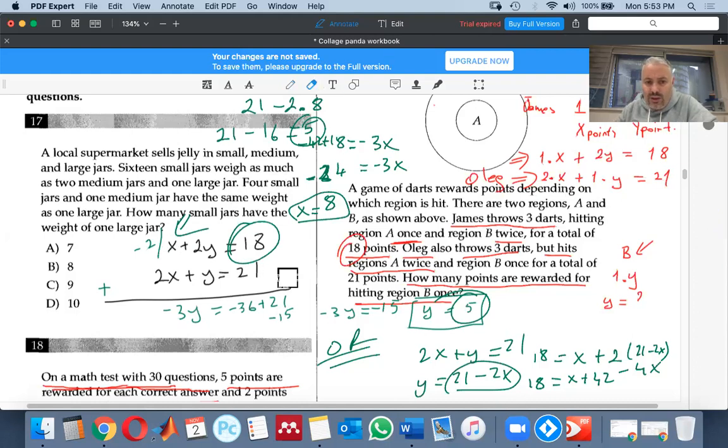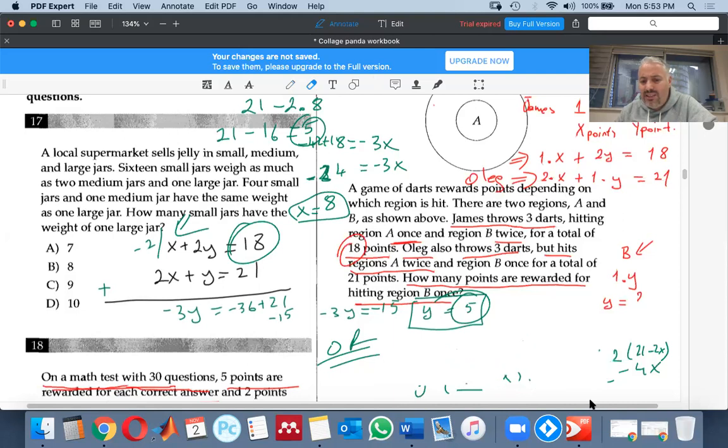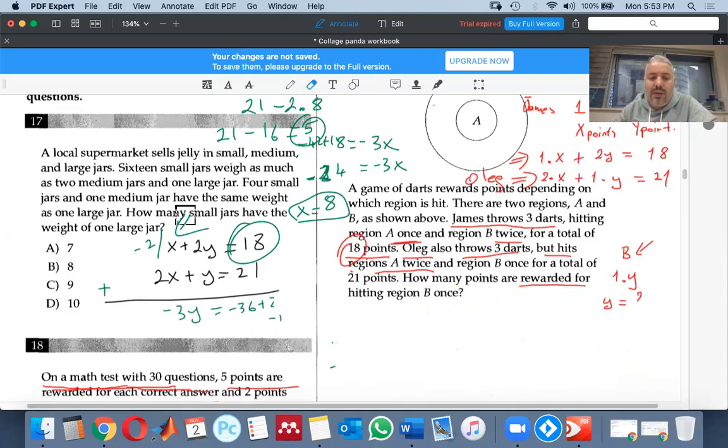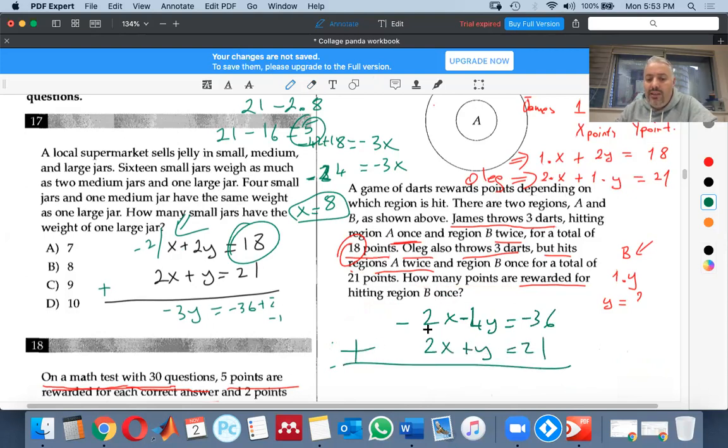Let me solve it again, so you understand the first way. The second way is long here. The first way is multiplying the first equation by negative 2: negative 2x, negative 4y, negative 36, and 2x plus y is 21. When I add them, the x terms simplify, and negative 3y is equal to negative 15. So y is directly 5. Finished. Okay?